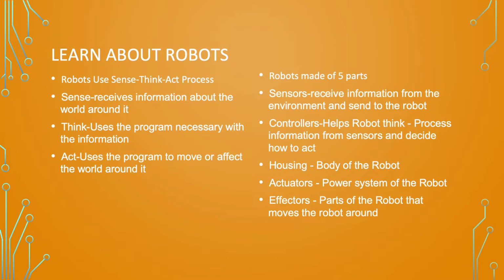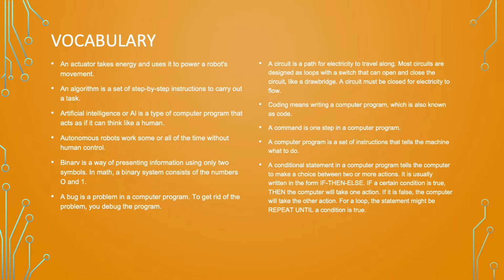Robots are also made of 5 parts. Sensors, they receive information from the environment and send it to the robot. Controllers help the robot think and process the information from the sensors and decide how to act. Housing is the body of the robot. Actuators, the power system of the robot. Effectors, the parts of the robot that move the robot around. An actuator takes energy and uses it to power a robot's movement.